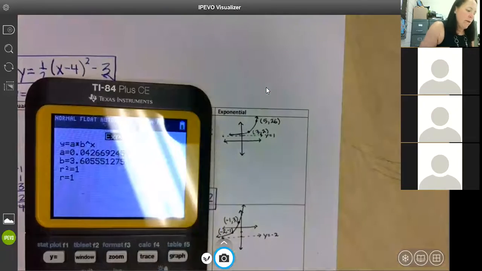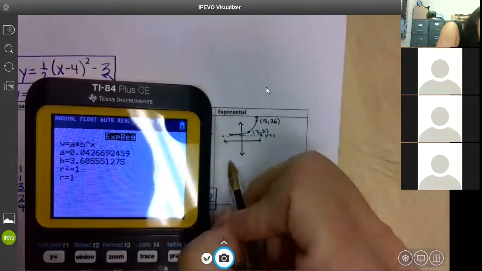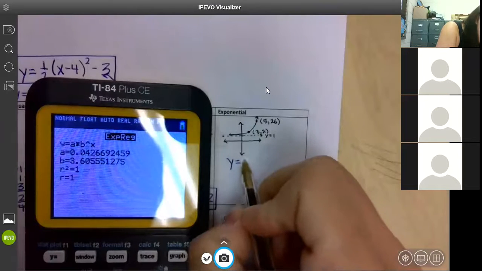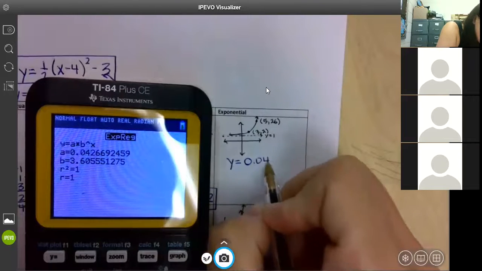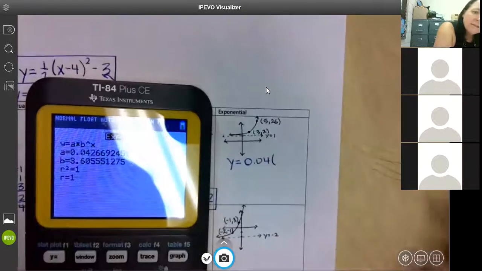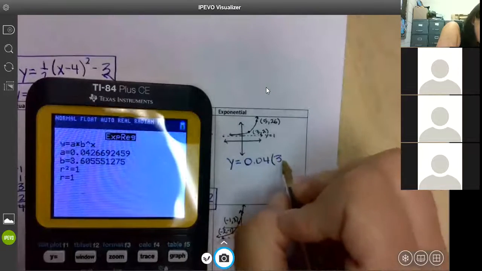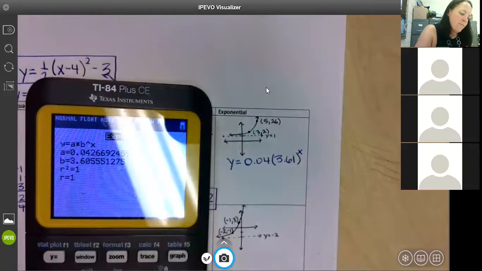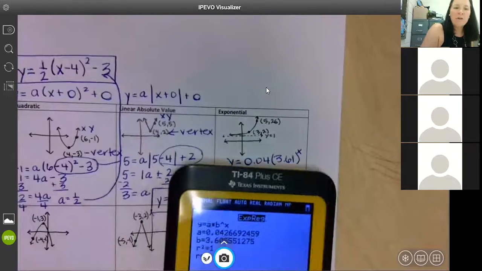The way you would write it is y equals whatever your a is, 0.04, parenthesis, your b was 3.61, and then to the x. So again, this is why I don't like these and why I say you can use your calculator.